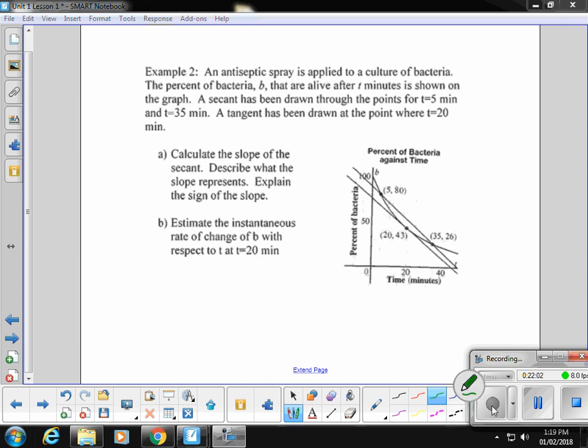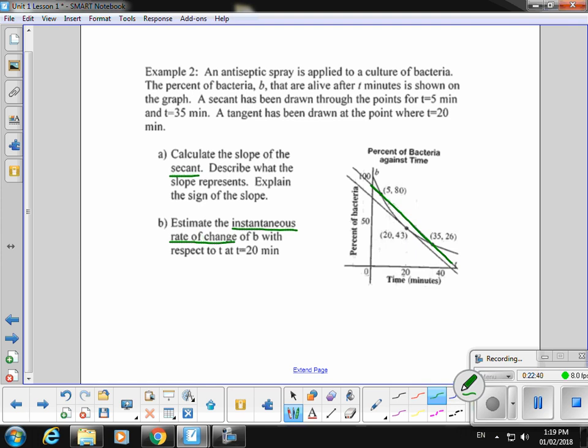Okay, last example is about antiseptic spray. It's sprayed to a culture of bacteria and things are dying. So we have exponential decay, which is what we would expect. So we have the secant, which is hard for you to see perhaps. And it's looking at that average rate of change from time 5 to time 35. And we're going to calculate that in a second, talk about what it means. And then we want to look at the instantaneous rate of change, where our graph didn't photocopy very well, so you're going to trust me on a point, which is a dangerous proposition.